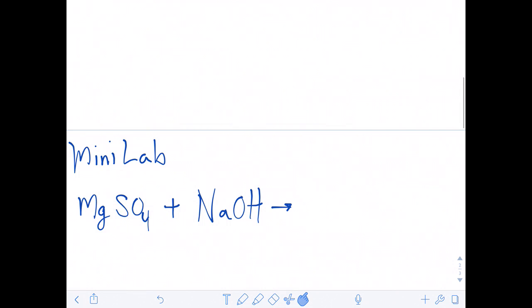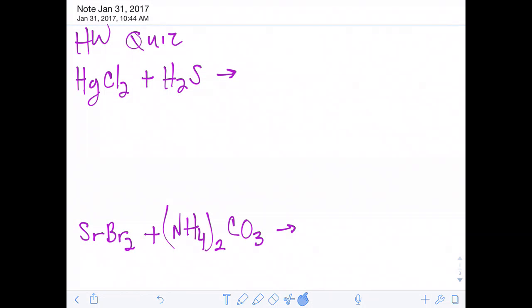Okay, so let's talk about the answers for the homework quiz. So the first one, mercury is a metal, right? Where is it on the periodic table? It's a transition metal, right?